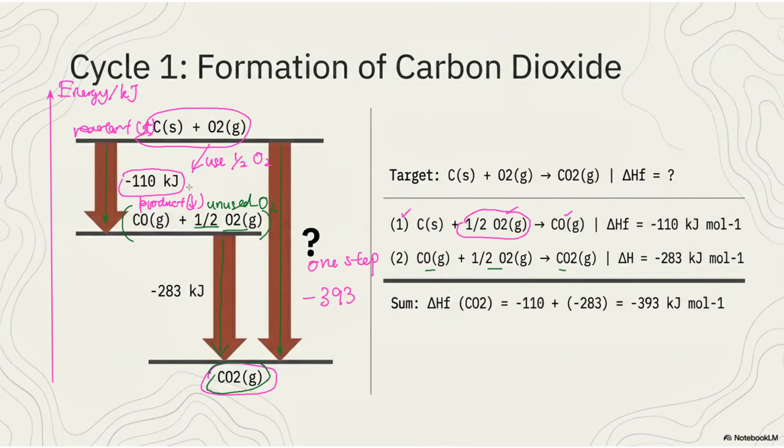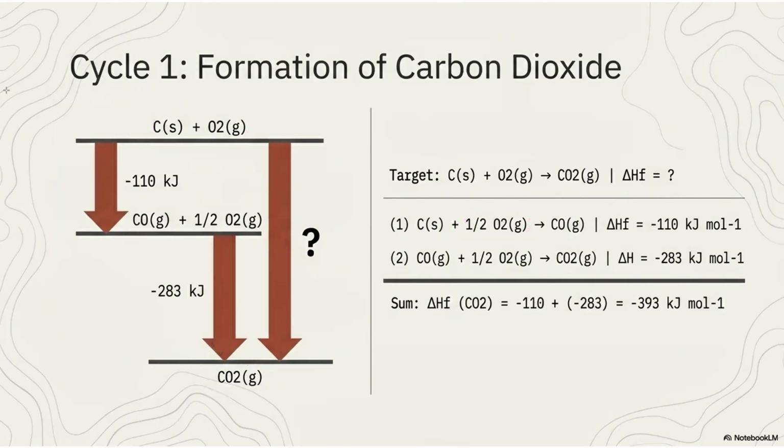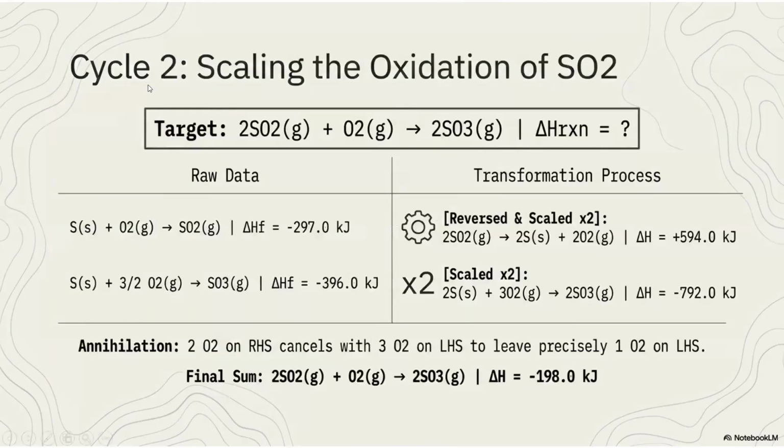So that is how you are going to express it in the form of Hess's law and also in the form of an energy level diagram. We are going to see more examples. The next example is the oxidation of SO2. Let's say we have 2 SO2 plus O2 giving 2 SO3.